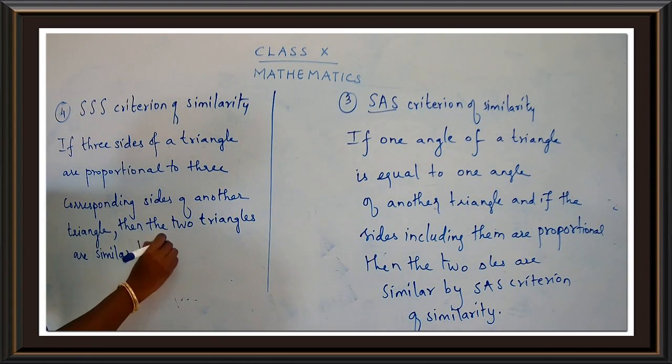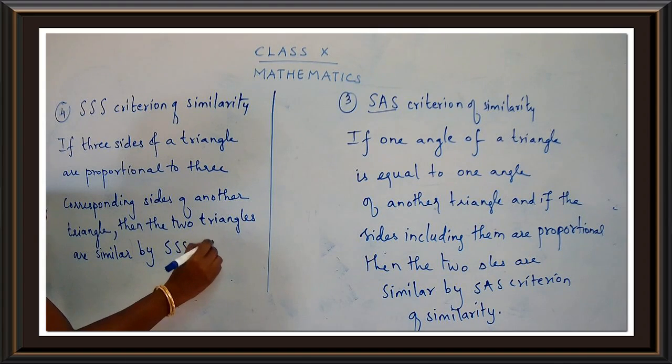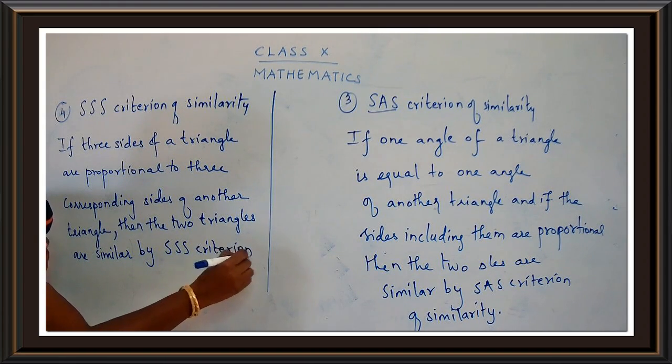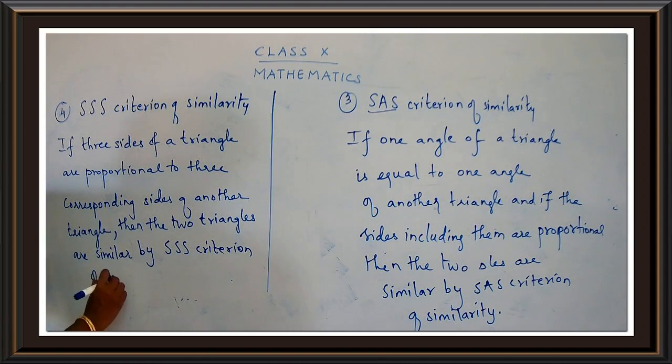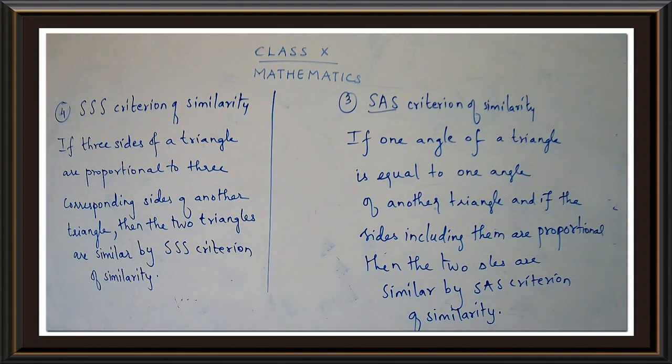By SSS criterion of similarity, the two triangles are similar by SSS criterion of similarity. So we have written all the three different criterions. I hope you were clear with these three criterions, yes, children? Can you prove the triangles to be similar?